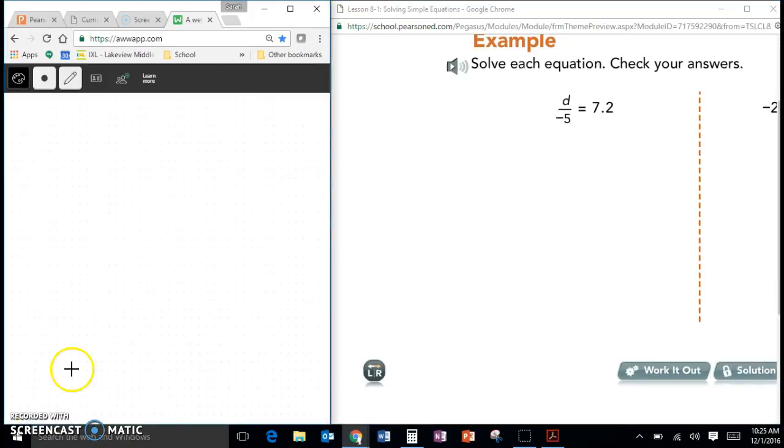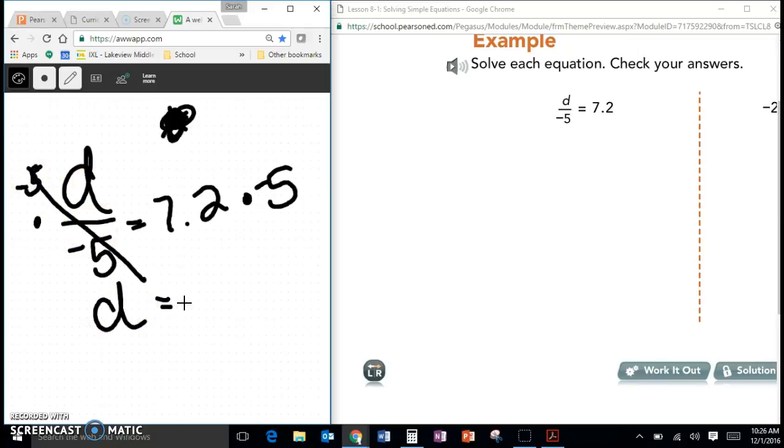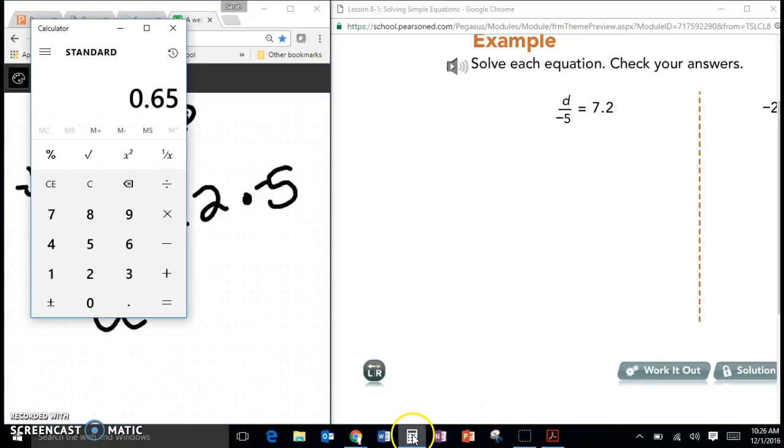All right, now we're going to be solving equations with multiplication and division. So we have d over negative 5 equals 7.2. So this is division. This is how 7th and 8th graders write division. So we're going to multiply by negative 5. I use a dot now because if I use this guy, he looks like an X, so we don't really use that multiplication symbol much. What I do to one side, I do to the other. So my work cancels out. I've got d by itself. So now 7.2 times negative 5 will be the answer to this.